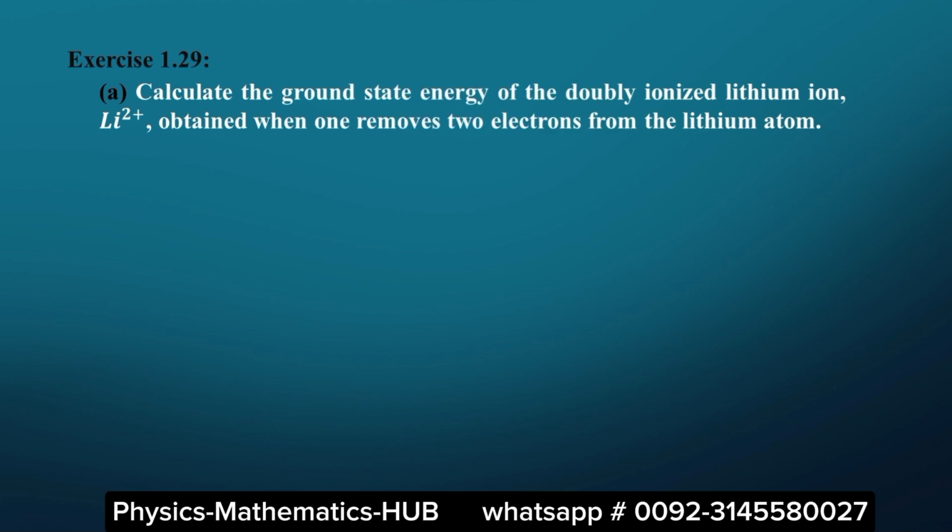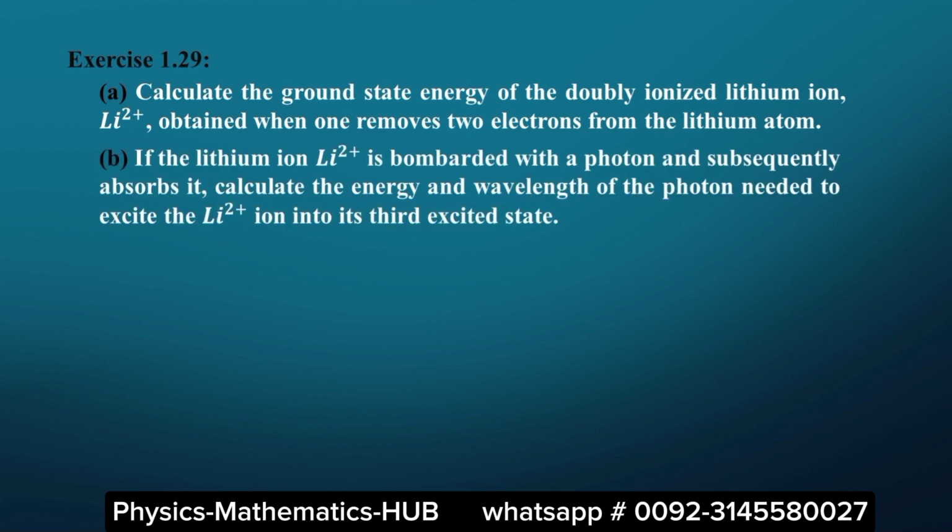Part A. Calculate the ground state energy of the doubly ionized lithium ion obtained when one removes 2 electrons from the lithium atom. Part B. If the lithium ion is bombarded with a photon and subsequently absorbs it, calculate the energy and wavelength of the photon needed to excite the doubly ionized lithium ion into its third excited state.